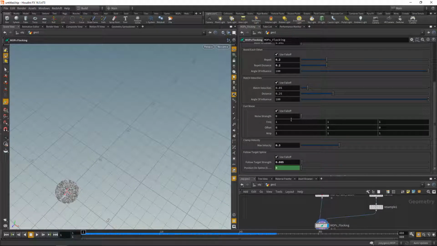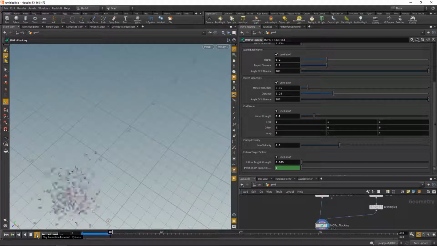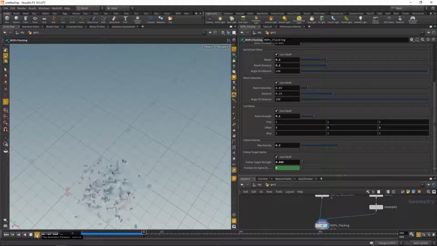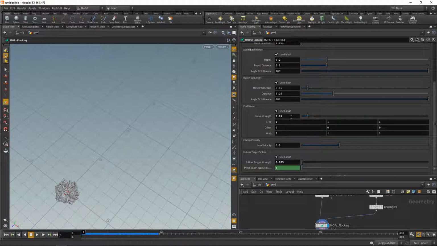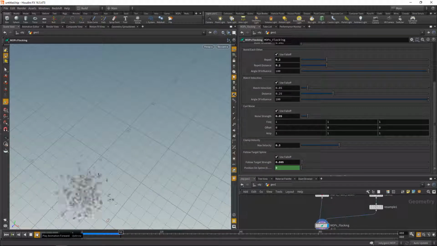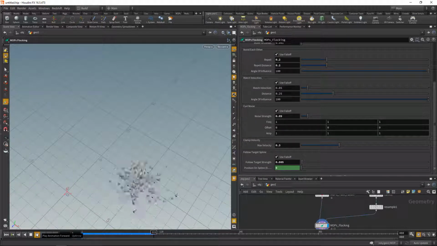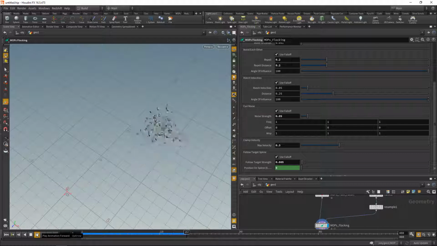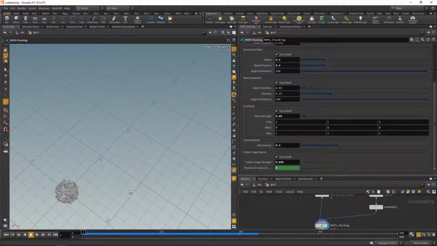Also, let's maybe mix in a bit of curl noise. Let's try a strength of 0.1. Maybe a bit too strong, so let's try 0.05 instead. Yeah, I like that better. And again, this is a really sensitive system.